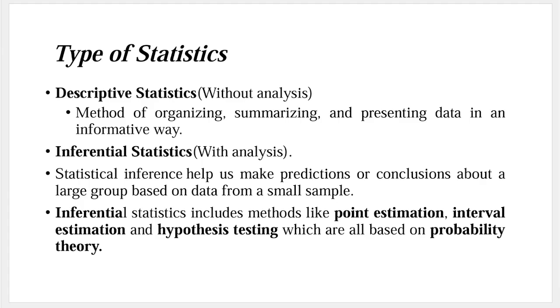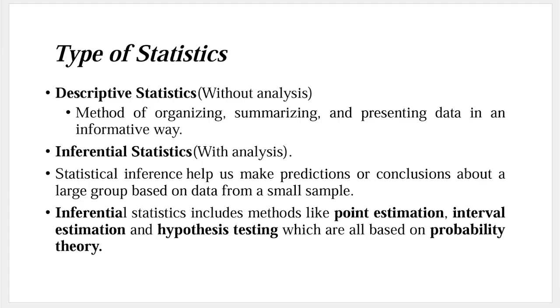Statistics can be divided into two main types: descriptive and inferential statistics. First, descriptive statistics. This type is used to organize, summarize, and present data in a meaningful way. For example, we can calculate the average, create tables, or draw graphs. But here is the key point: descriptive statistics only describe the data we have. It does not make predictions.